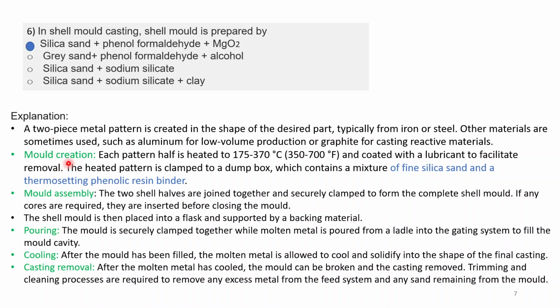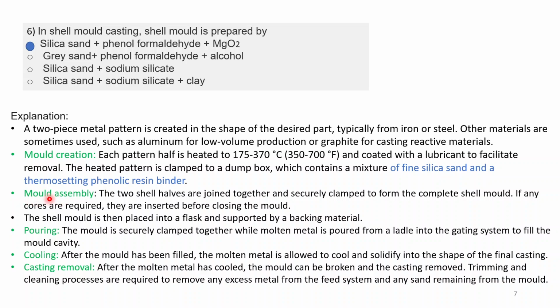The first step is mold creation. Each pattern half is heated to 175 to 370 degrees Celsius, and it is coated with a lubricant to facilitate removal. The heated pattern is then clamped to a dump box which contains a mixture of fine silica sand and a thermosetting phenolic resin binder.